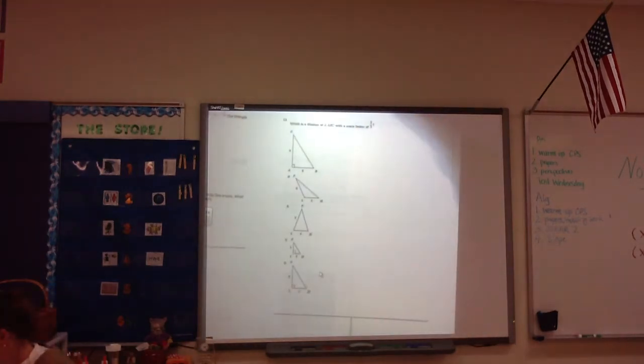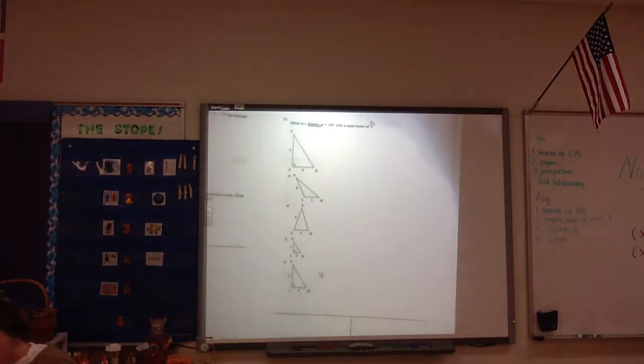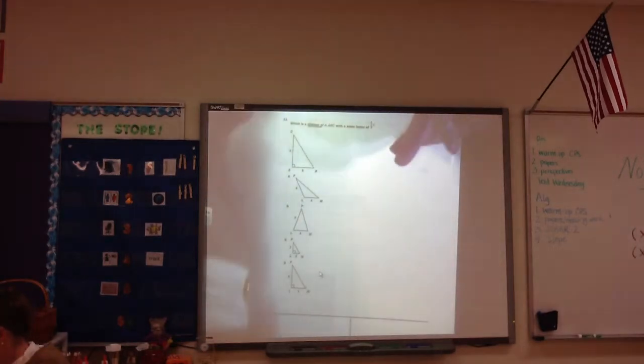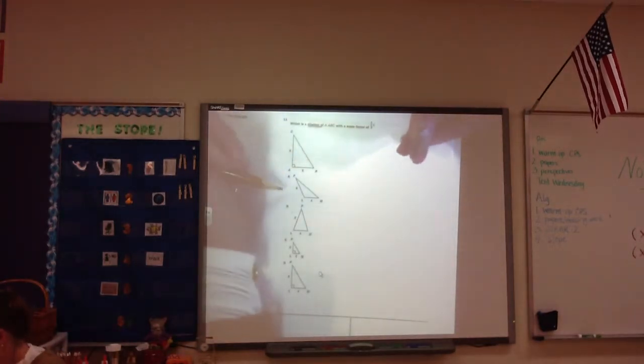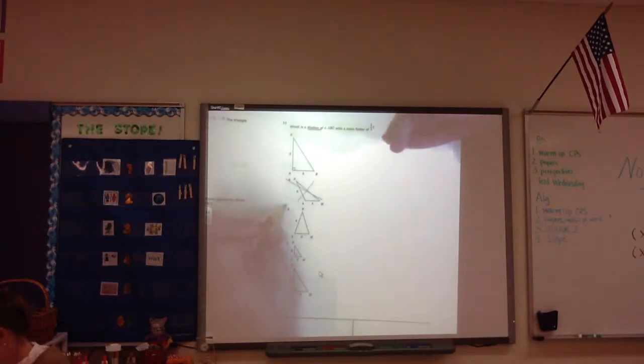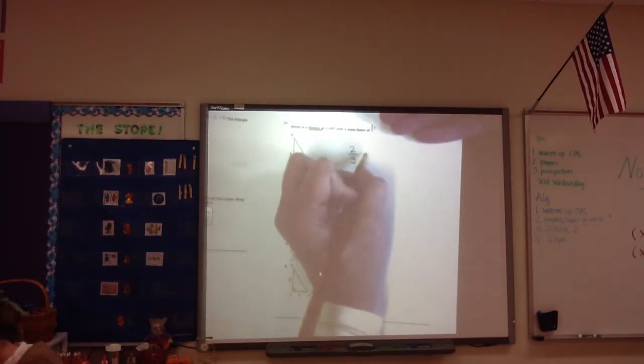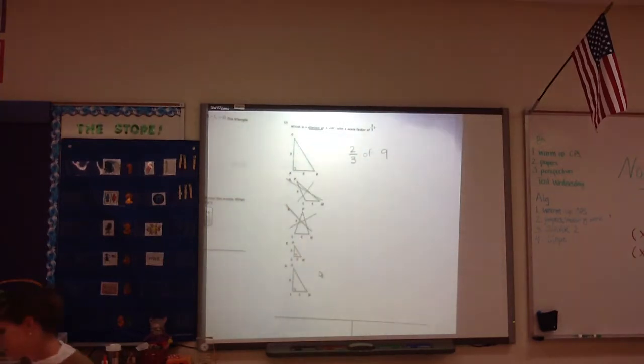Number 11, which is a dilation, bigger or smaller, of triangle ABC with a scale factor of 2/3. The first thing you have to remember about scale factors is it's got to be the same shape with the same angles. So I'm going to immediately cross off A and B. Then I'm going to ask you to try and figure out what is 2/3 of 9.